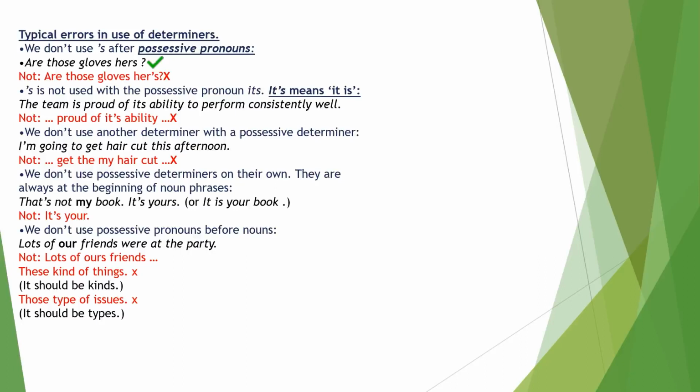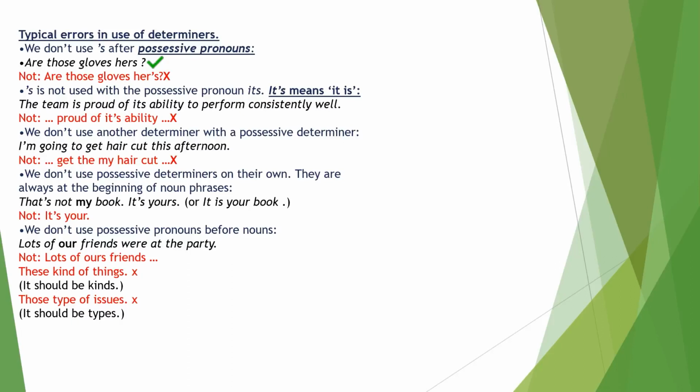The team is proud of its ability to perform consistently well. This is a correct sentence. However, it's ability is not a correct sentence, that is, proud of it is ability. It apostrophe s means it is.